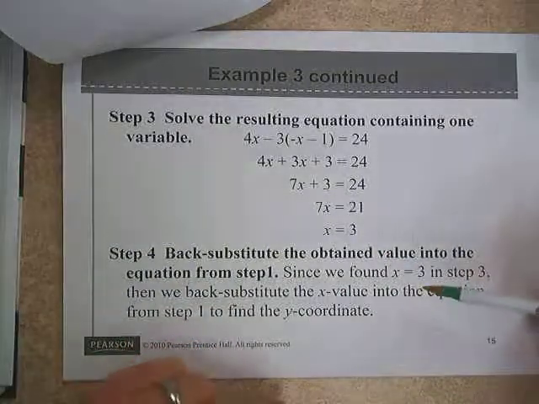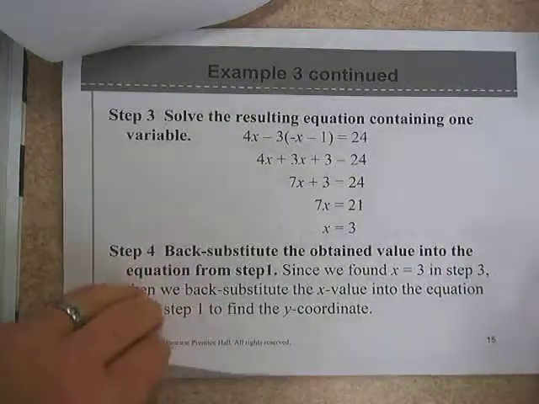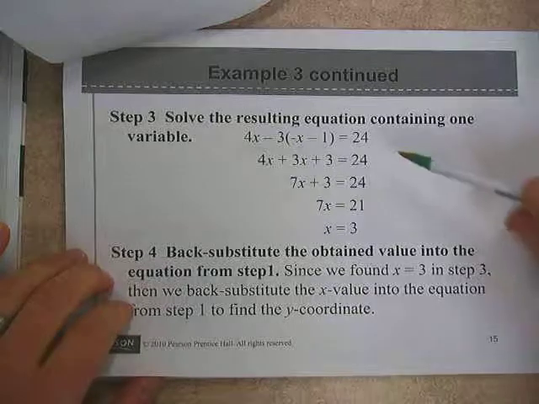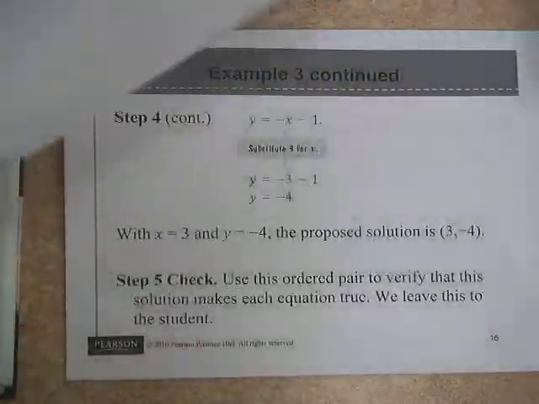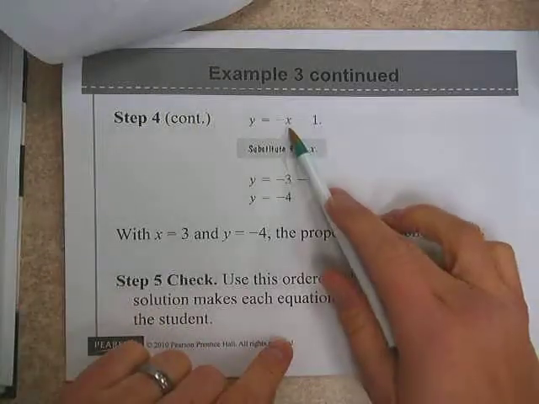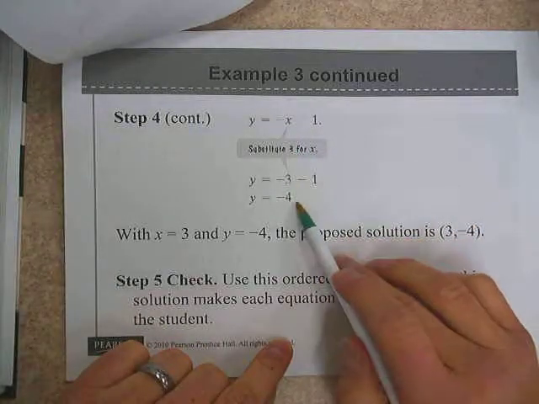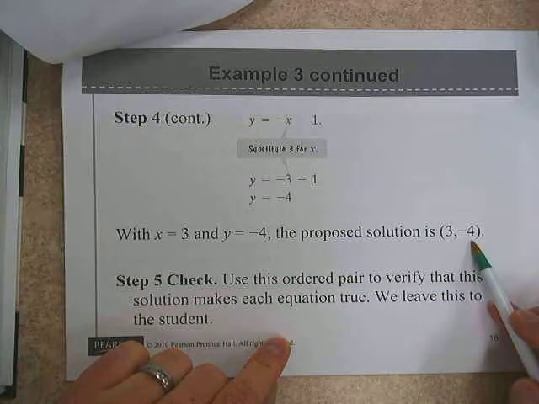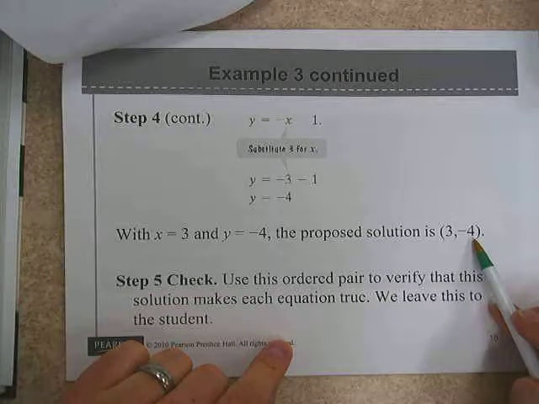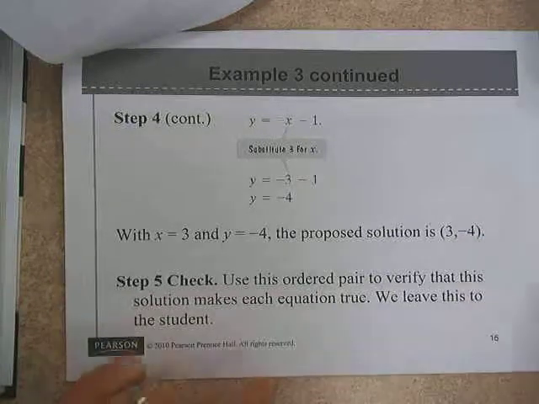Step 4, we're going to take our x equals 3, because remember we're looking for an ordered pair here. If we just find x and quit, then we're only halfway done. So we're going to need to take the 3, plug it back into one of the two equations that we started with, preferably the one that you didn't use here to do this part. So I plug it into the other one, and that's exactly what they did on the next slide. They put the 3 in here, so negative 3 minus 1 is negative 4. So our proposed solution is 3, negative 4.